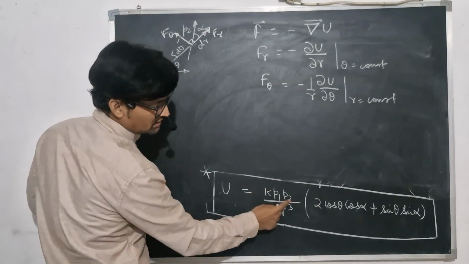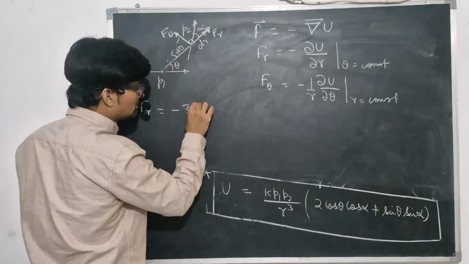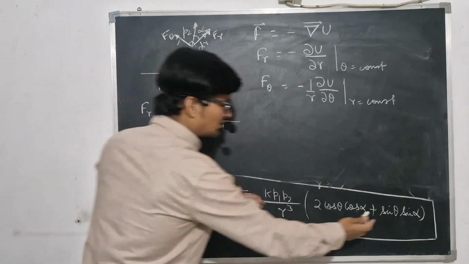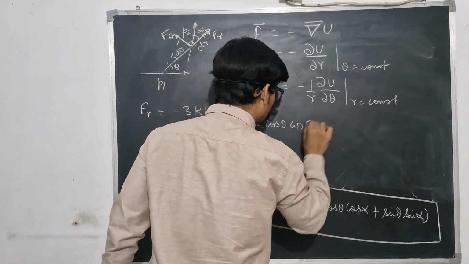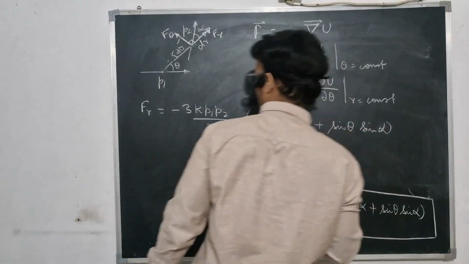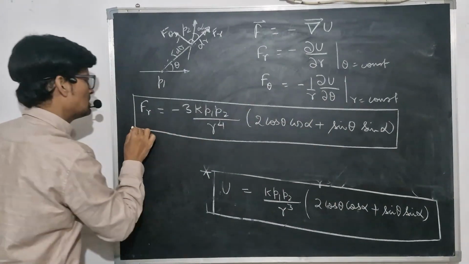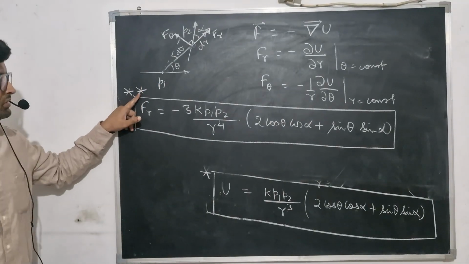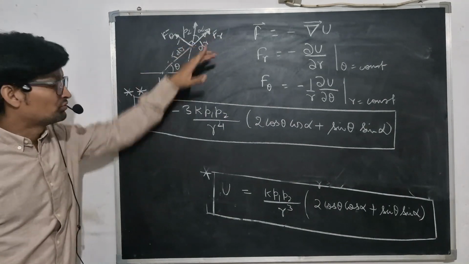So I'll be taking the derivative of 1 by r cubed with respect to r. So I'll be getting minus 3k p1 p2 upon r to the power 4, and the remaining term is as it is: 2 cos theta cos alpha plus sin theta sin alpha. Okay, this is what we get for our Fr. And you have to remember this as well. I'm putting a double star. It's very important. Fr means now we got this radial component of the force.